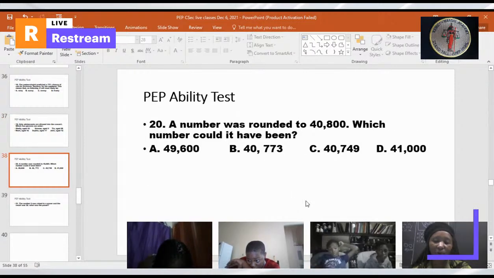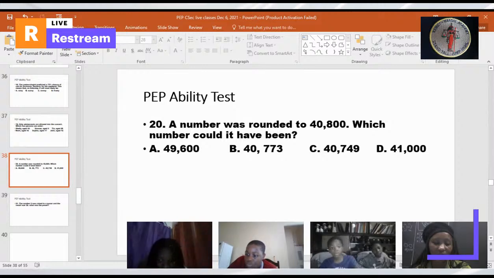Number 20. A number was rounded to 40,800. Which number could it have been? A, 49,600, B, 40,773, C, 40,749, or D, 41,000. Miss, which one? C.